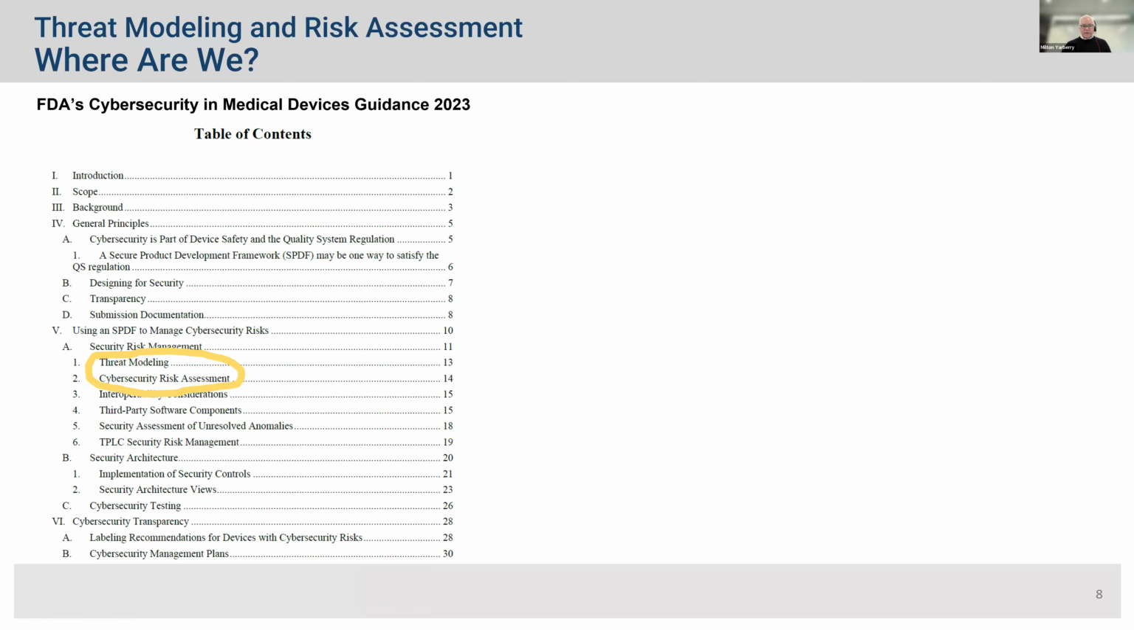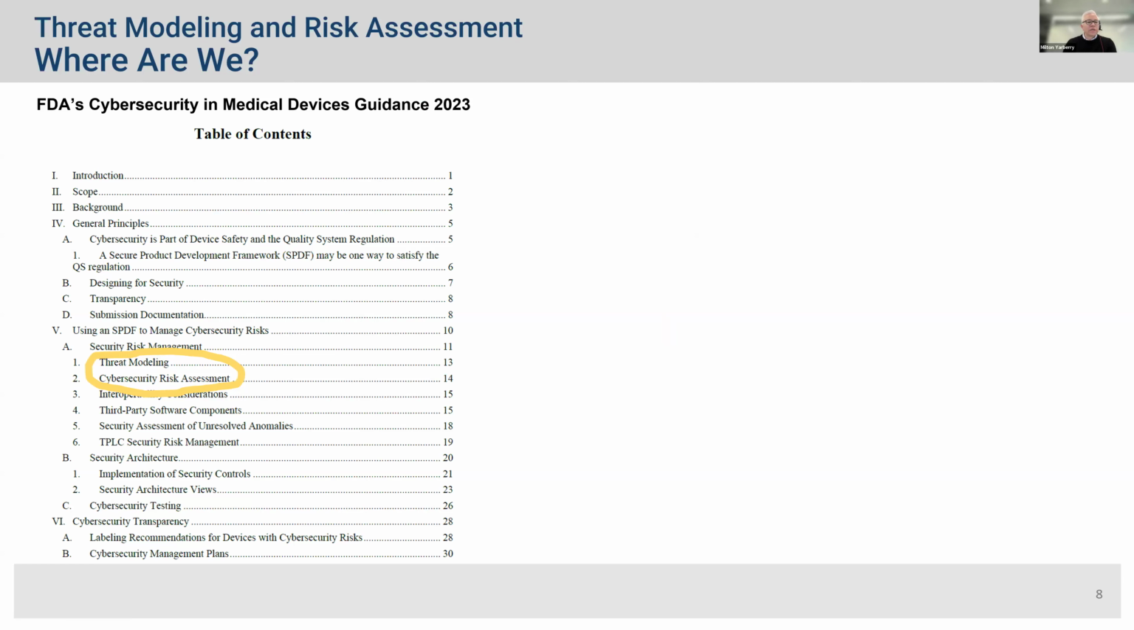All right, thanks, Colin. I'll be talking a little bit about the context of the threat modeling and risk assessment, the why, or why this needs to be done. Where I like to start with this is around the FDA's guidance that they put out in 2023. And this is just a quick excerpt or snapshot of the table of contents.